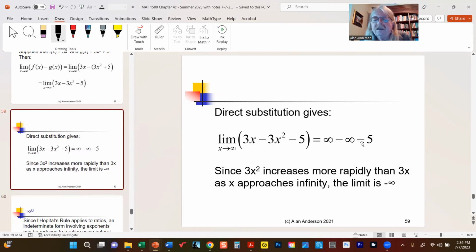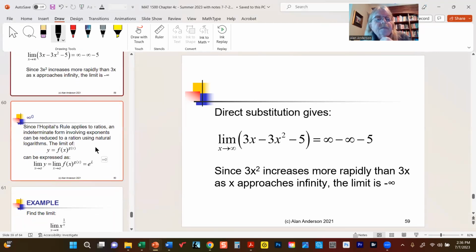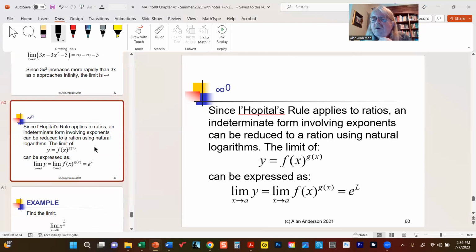So we end up with another one of these. And so we've got a larger function being subtracted from a smaller function. And again, it stands to reason that we're going to wind up with negative infinity. All right, one more of these. How about infinity to the zero?